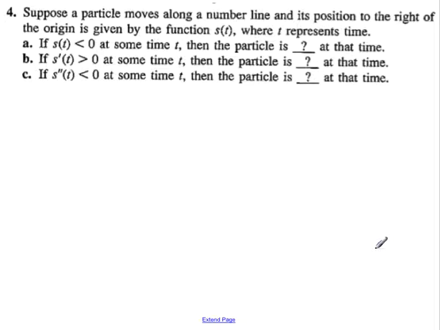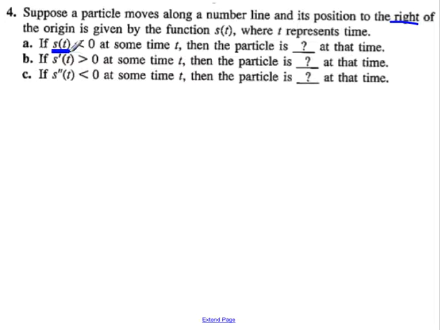Question 4. Suppose a particle moves along a number line and its position to the right of its origin is given by that function where t represents time. All right, so A, if s of t, the original function, that position is less than 0, then the particle is doing what? Where is it? How can we describe it?